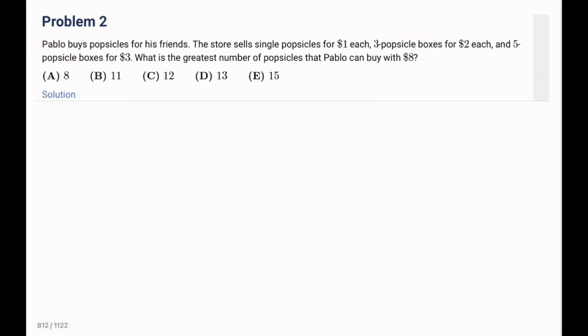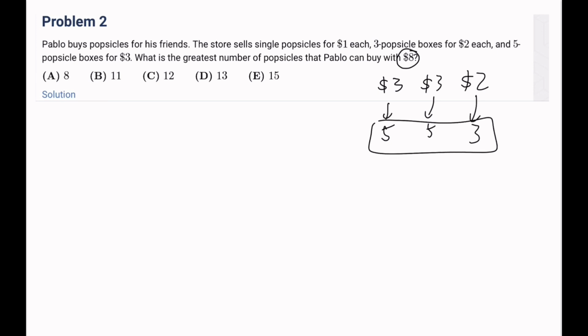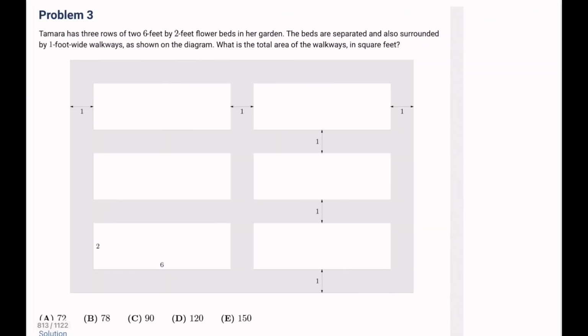Number 2, Pablo buys popsicles for his friends. The store sells single popsicles for $1 each, 3 popsicle boxes for $2 each, and 5 popsicle boxes for $3 each. What is the greatest number of popsicles that Pablo can buy with $8? Okay, so obviously the best deal is when you're buying more popsicles, right? So our best deal is when the $8 are divided into $3, $3, and $2, right? And so this gives us 5, this gives us 5, and this gives us 3. And so we have 5 plus 5 plus 3, which is 13. The answer is D.